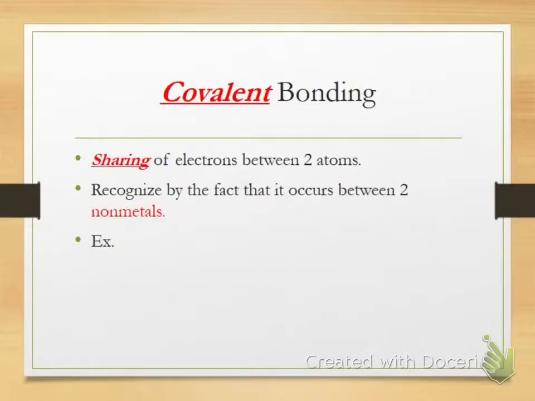Okay, covalent bonding is the sharing of electrons between two atoms. Okay, we recognize the fact that they occur between two nonmetals. So some very good examples of covalent bonding is something that you have to have every day, or you would die. Water, H2O, is a covalent bond. Someone said oxygen. That is correct as well.